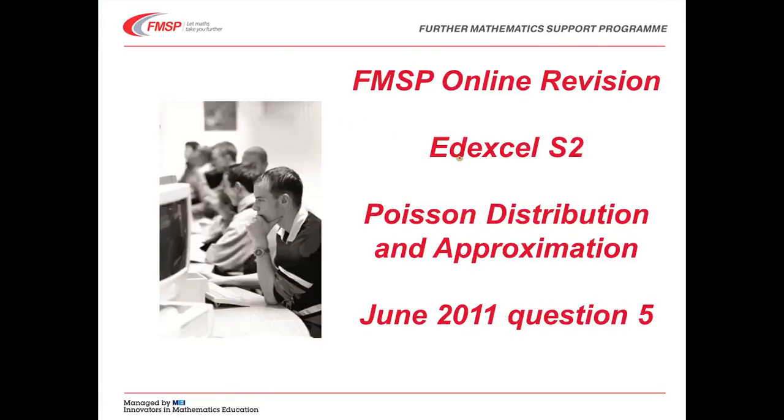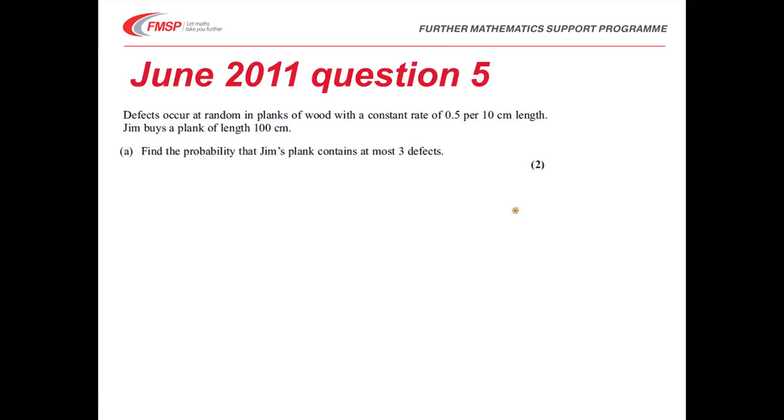So this question, we're looking at Edexcel S2, June 2011, question 5. And this is going to be looking at the Poisson distribution and some approximation work using it. So defects occur at random in a plank of wood with a constant rate, that's what tells you it's Poisson, of 0.5 per 10 centimeter length. Jim buys a plank of 100 centimeters. Find the probability that Jim's plank contains at most 3 defects.